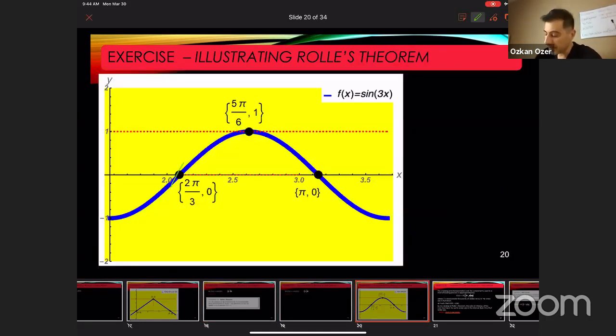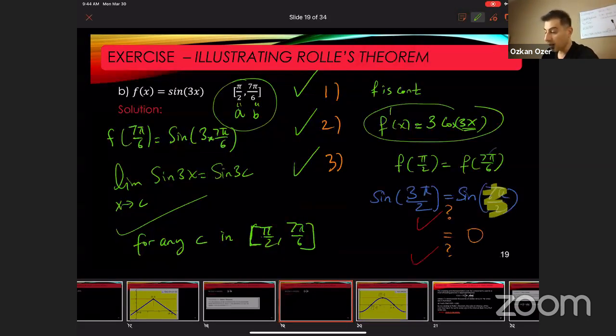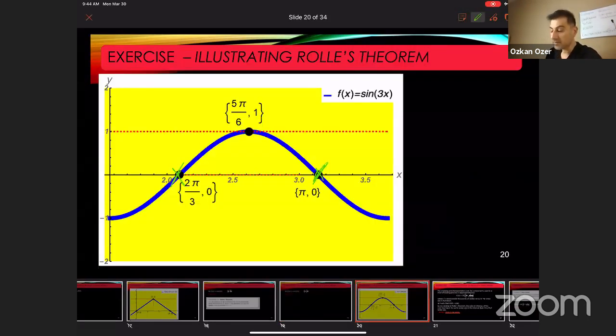As you see, for the endpoints right here, you can put your x min and x max to be pi over 2 and 7 pi over 6. In fact, there's a typo here. Pi over 2, 7 pi over 6. And as you see, at 5 pi over 6, you achieve a horizontal tangent line where the slope is 0. This is a very nice question for you.